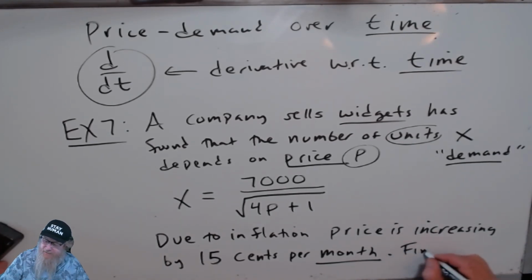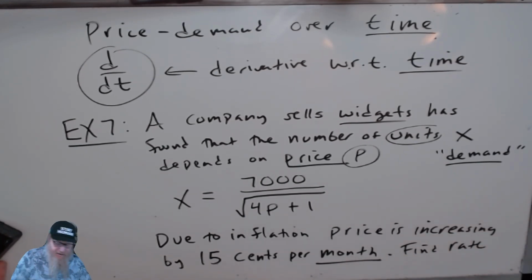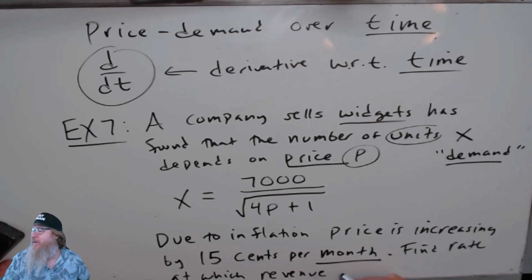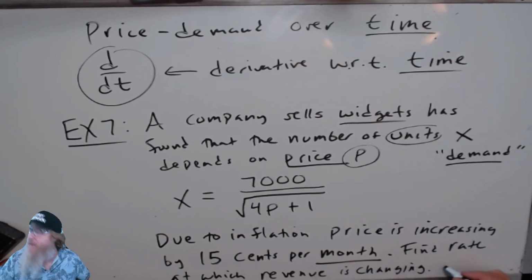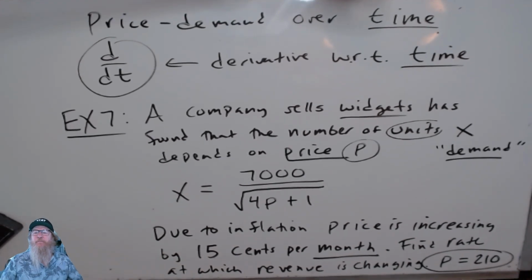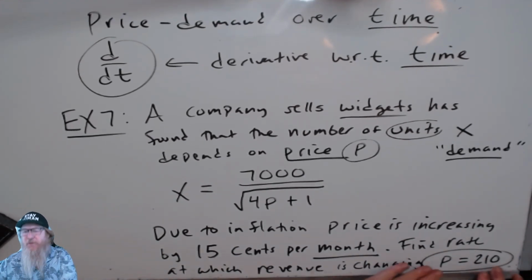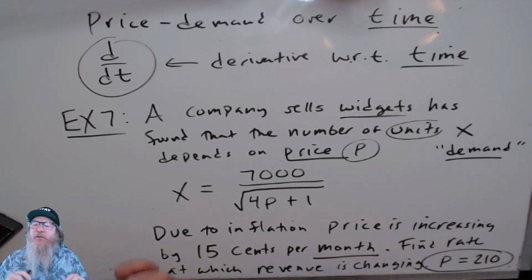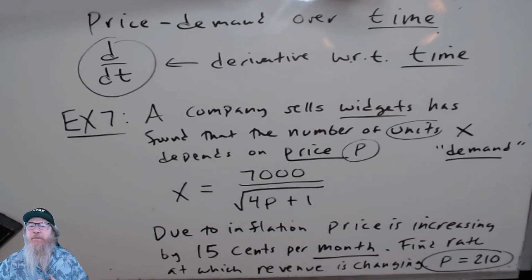Find the rate at which the revenue is changing when P is $210. So I'm giving you a price, and I want to know at that particular price point, how fast is the revenue changing?